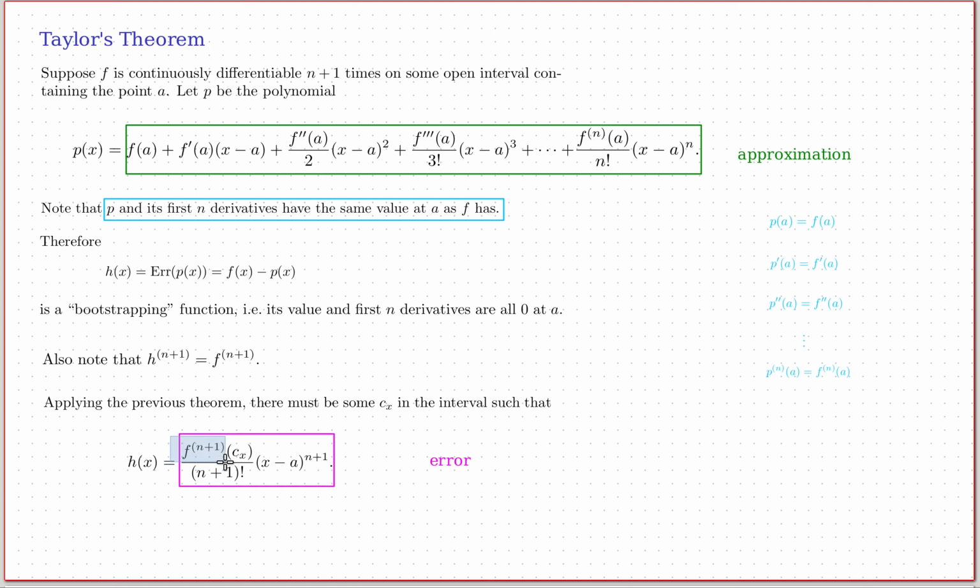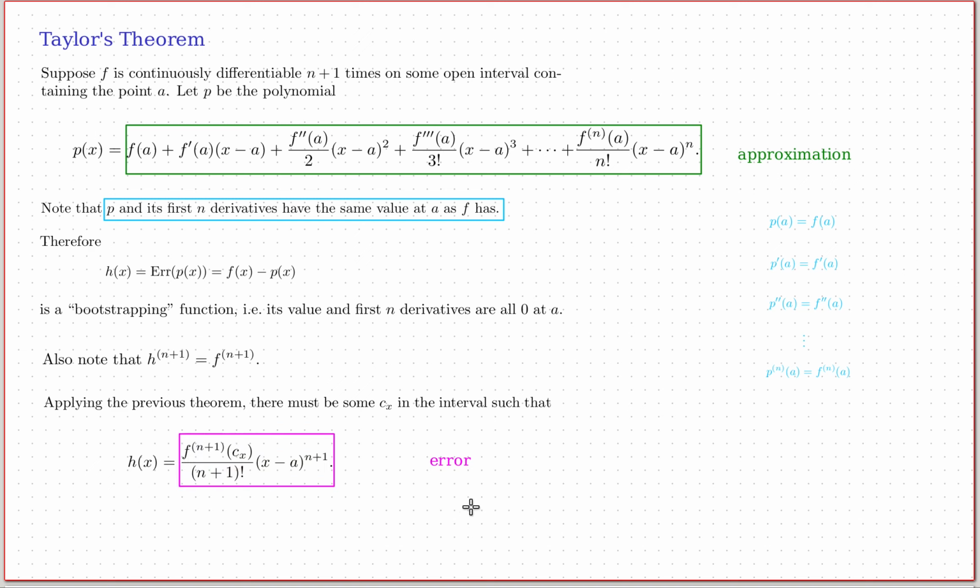So I'm using that here, and therefore I can say that the error is going to be equal to the n plus first derivative of f evaluated at some point c between a and x, times the same polynomial, x minus a to the n plus 1, over n plus 1 factorial. Okay. And so Taylor's theorem says that this approximation in the green box is good up to an error of this amount in the pink box here, right? And so it tells you what the approximation is, and it also gives you a very nice expression for what the error will be in that approximation.